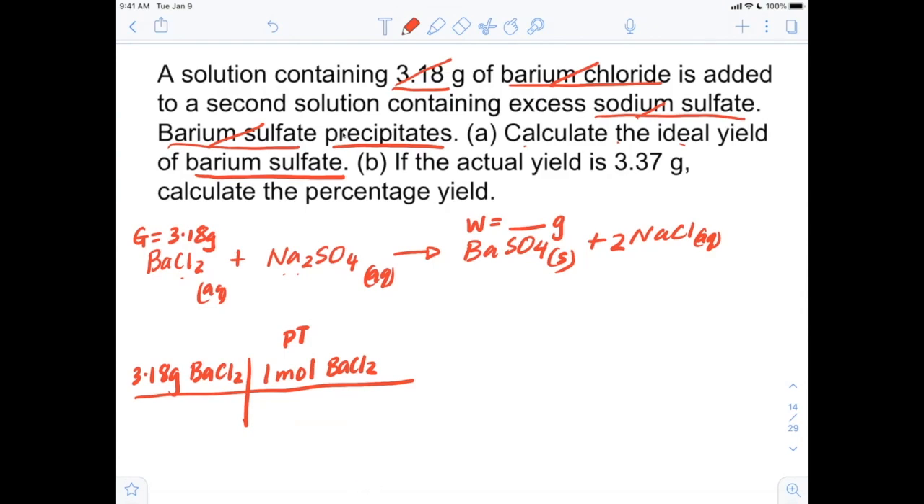137.3. Find my calculator. Oh, it's a little dark now. 137.33 plus 2 chlorines, 35.45 plus 35.45. Oh, I didn't press plus. Okay.